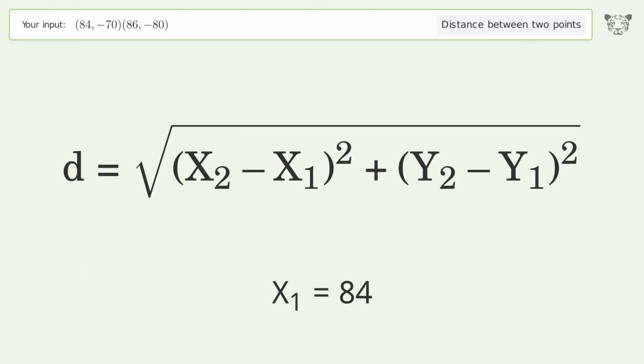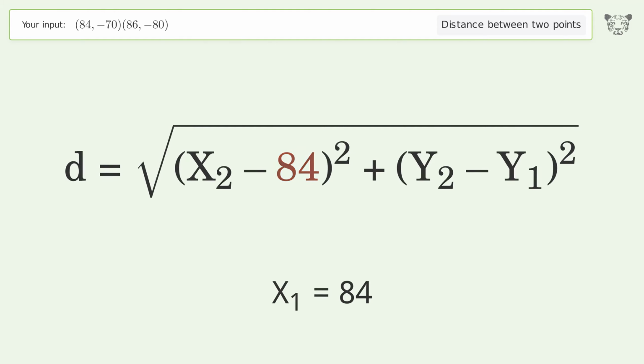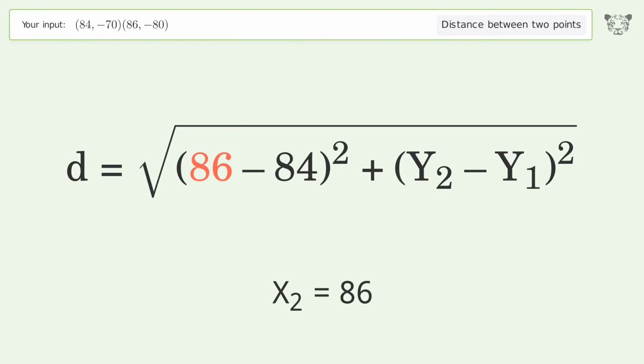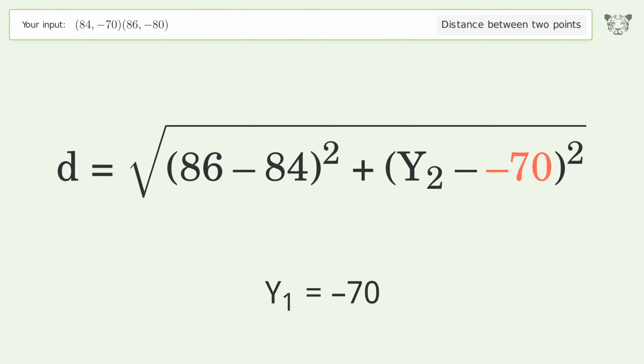x1 equals 84. x2 equals 86. y1 equals -70. y2 equals -80.